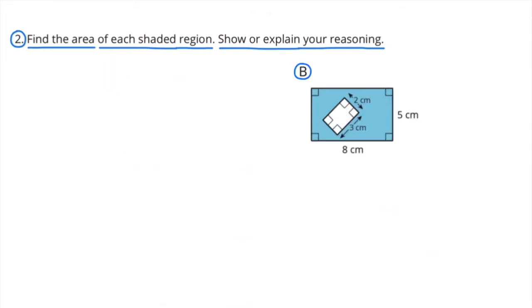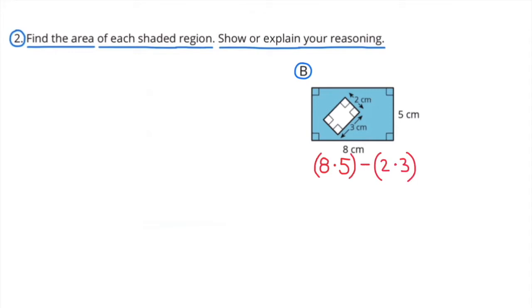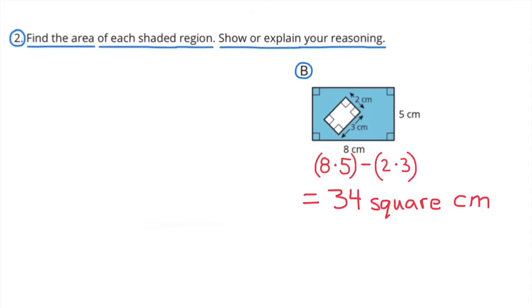B. This shape is a rectangle that's 8 by 5 and cut out of the middle of it is a rectangle that's 2 by 3. 8 times 5 minus 2 times 3. The area of the shaded region is 34 square centimeters.